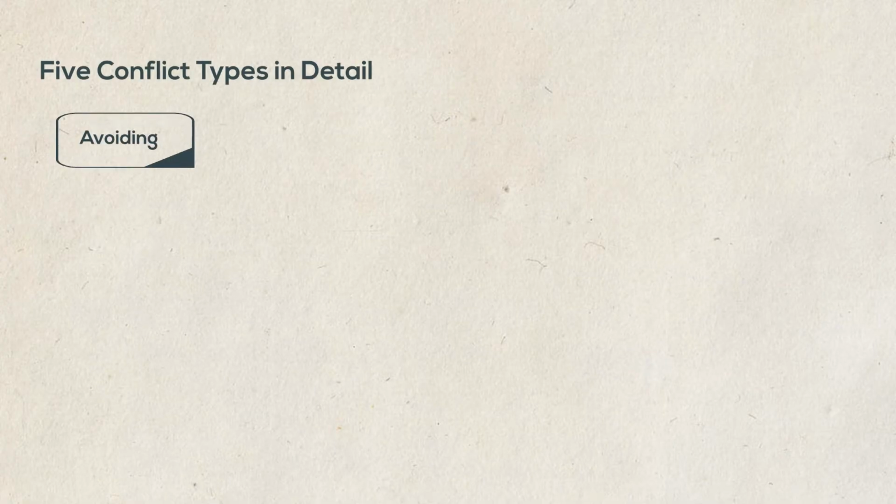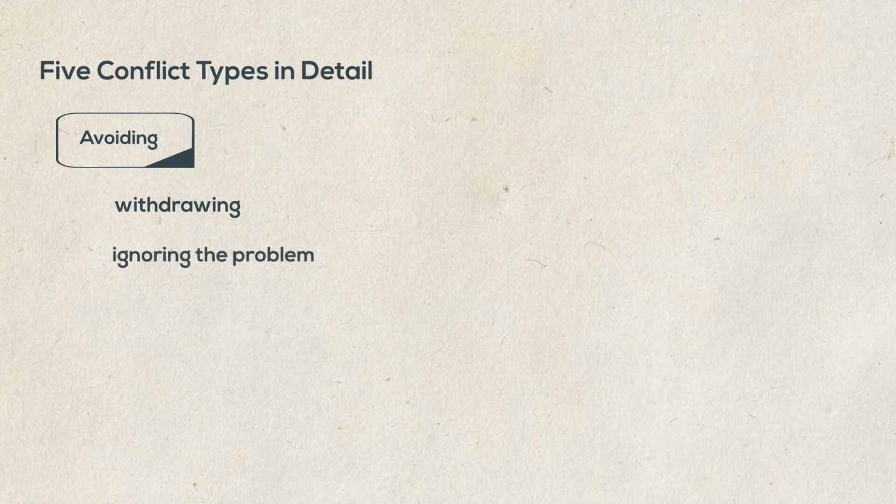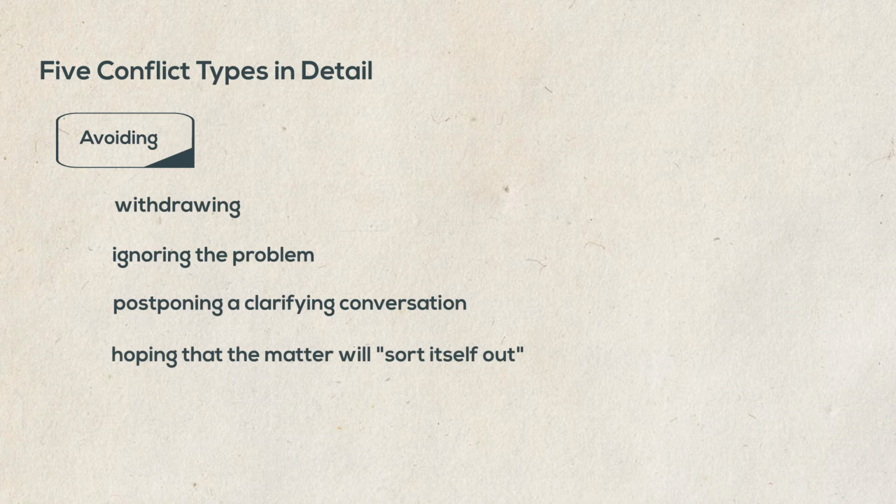Avoiding. Avoidance is when behavior is characterized by withdrawing, ignoring the problem, postponing a clarifying conversation, or hoping that the matter will sort itself out, etc. Let's have a look at which situation Mr. Alexander tries to avoid.